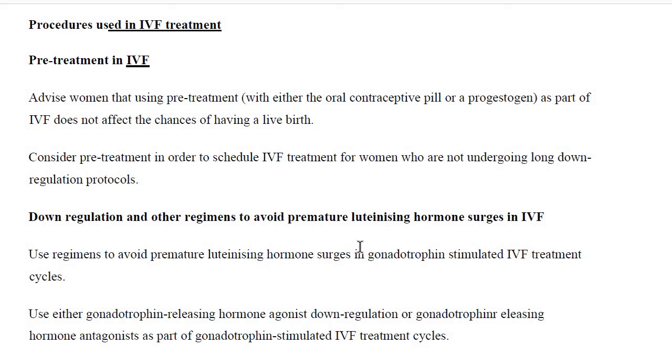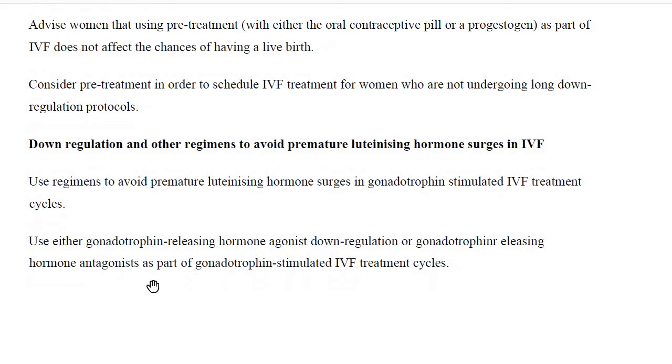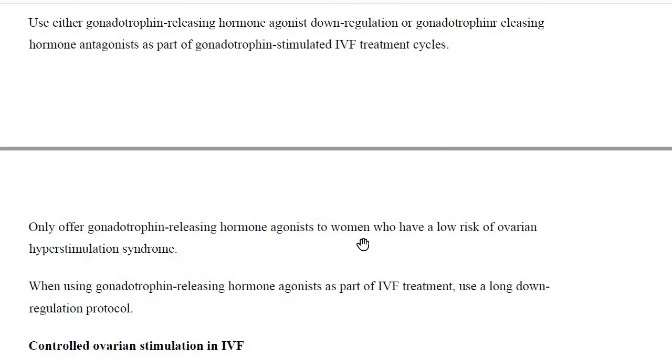We can do different things, like we can use different regimens. This is when we are trying to protect the patient from ovarian hyperstimulation. So use regimens to avoid premature LH surge in gonadotropin stimulated IVF treatment cycles. Use either GnRH agonist down regulation or gonadotropin releasing hormone antagonist as part of gonadotropin stimulated IVF treatment cycles.